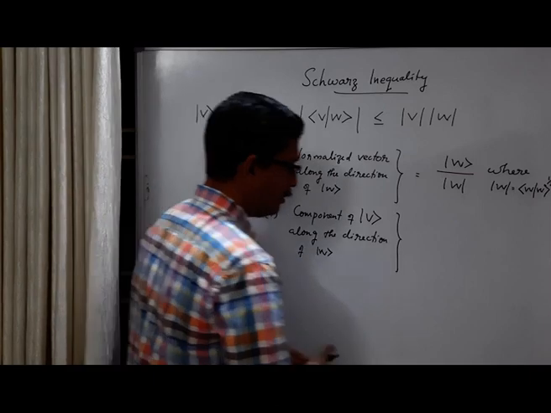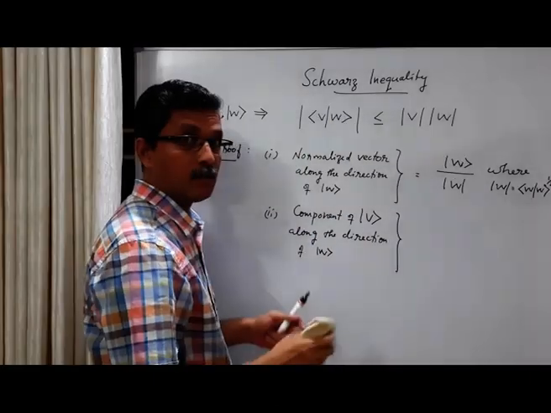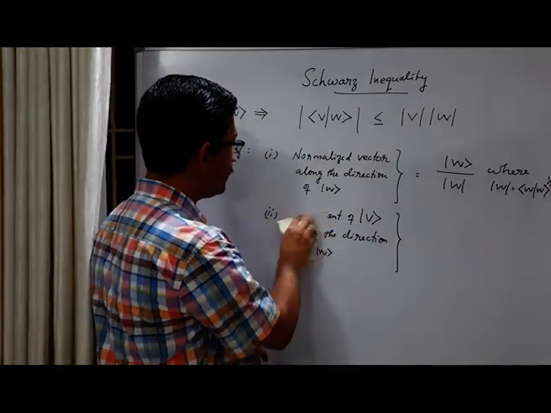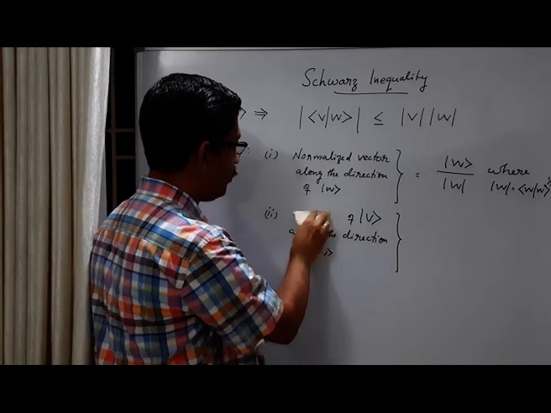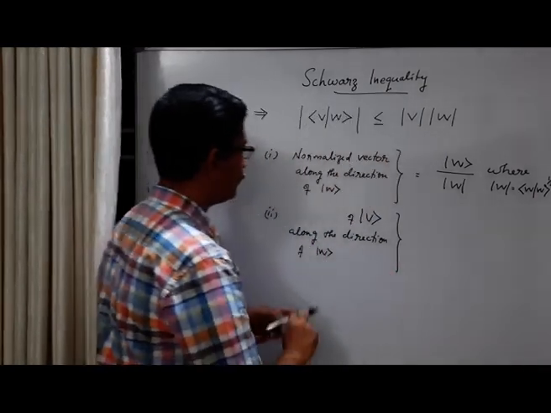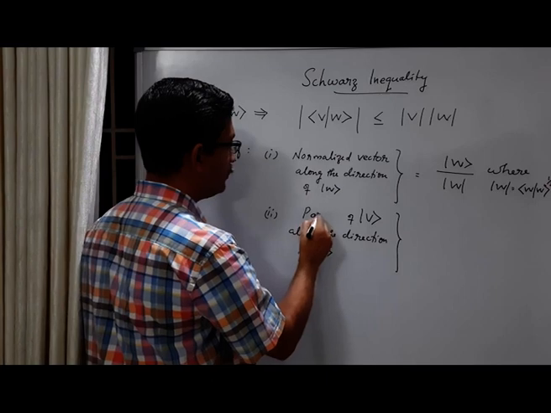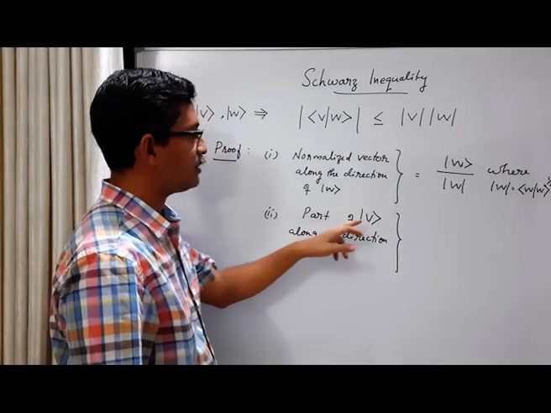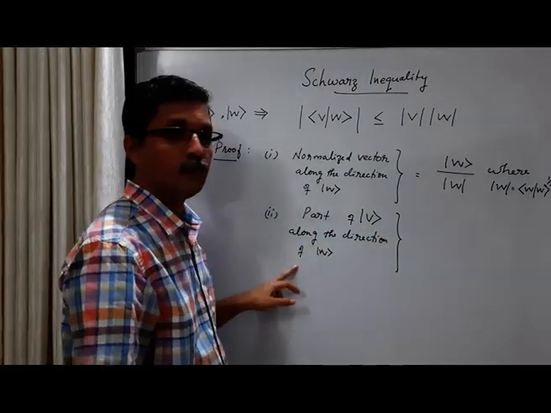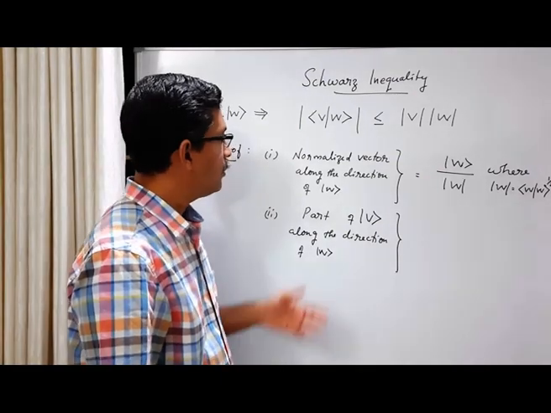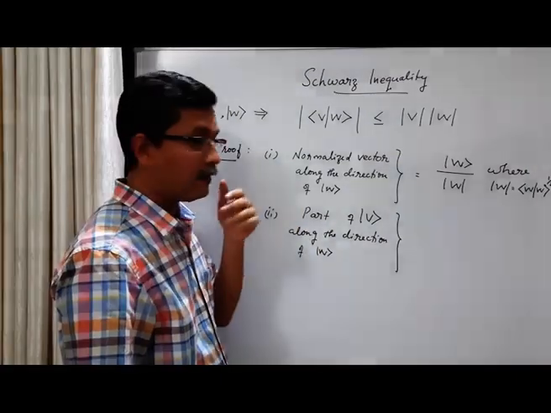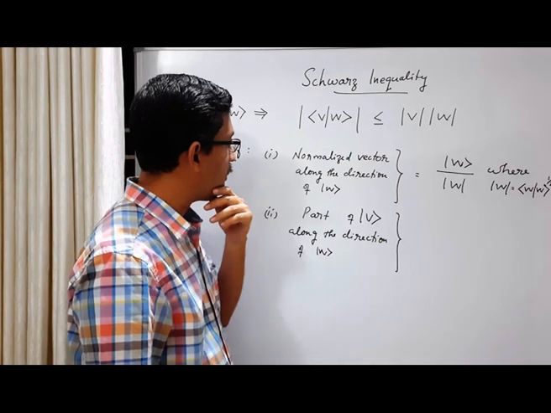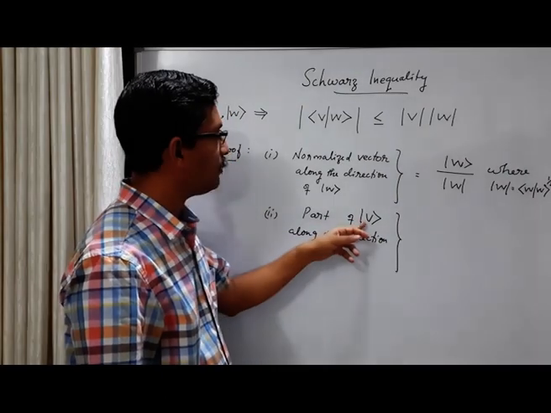So when I say component, let's not assume that it's a scalar. So let me better write part of vector v. So we are going to get the vector part. Okay, so part of ket v along the direction of ket w. This we have to subtract from v. Okay, so what is the part of v along the direction w? How do we get the part?